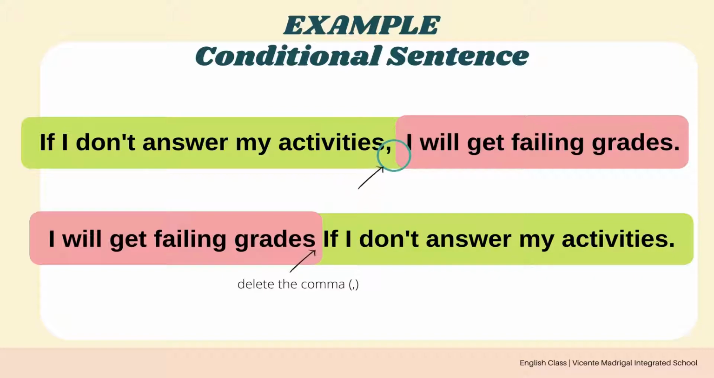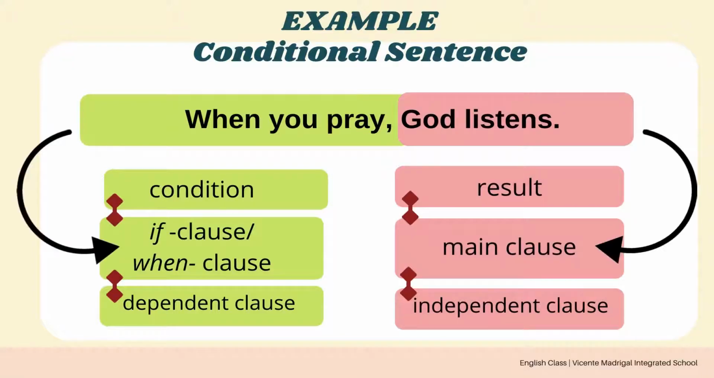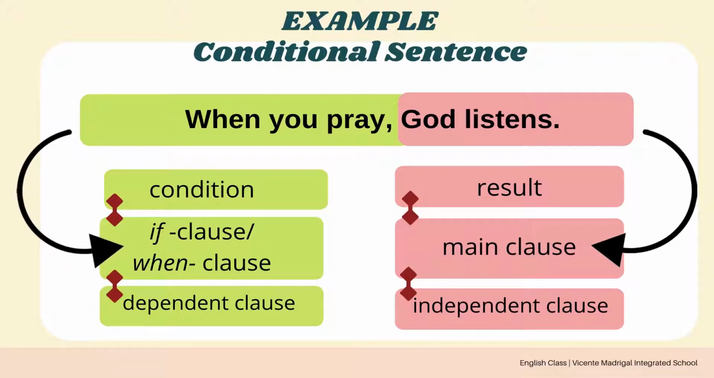Let us have another example. When you pray, God listens. Again, we have two parts here, divided by a comma. The first part is the condition that is presented with the when clause. When you pray. This is the situation that needs to be met in order for the result to happen. This is a dependent clause because it can't stand on its own. And the other half, God listens, is the result of the condition. So, this is the main clause or the independent clause that can stand alone as a sentence.